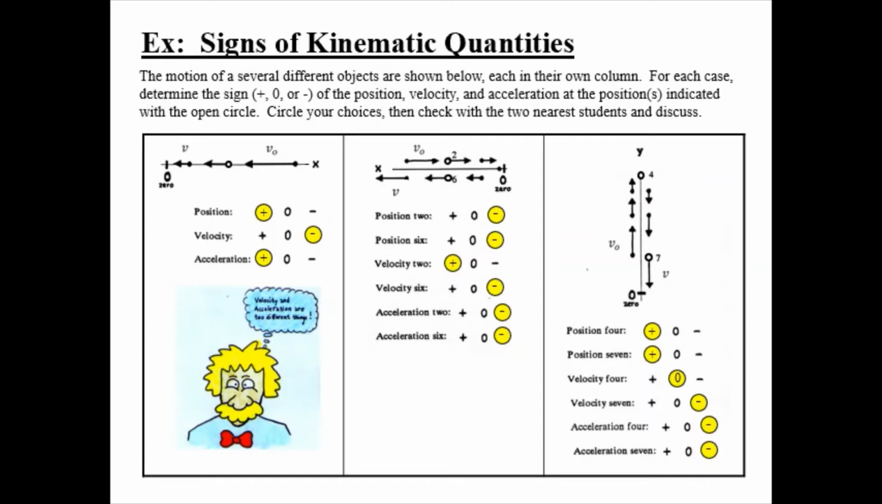On the way up, it's slowing down, which means if the velocity is positive, the acceleration has to be negative. On the way down, it's speeding up. The object's falling faster and faster. If it's speeding up and the velocity is negative, the acceleration has to be negative as well. In fact, we find that the entire time the object is in the air, tossing it up and back down, the acceleration is downward in the negative direction.